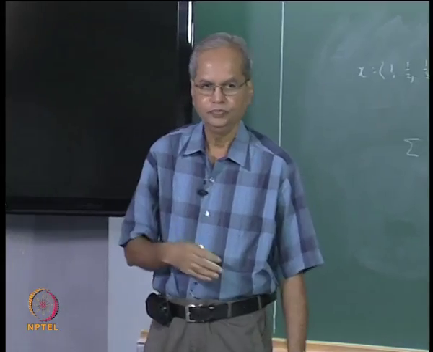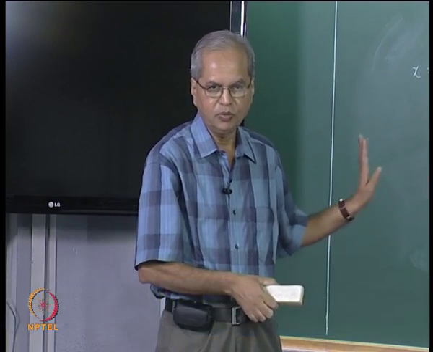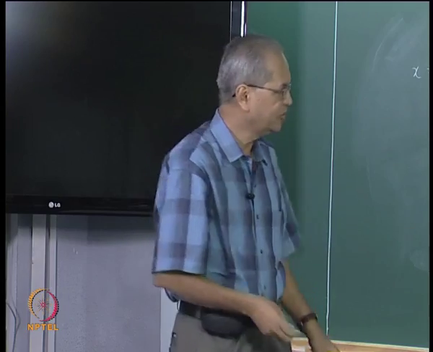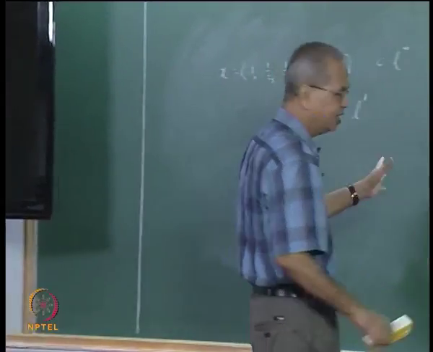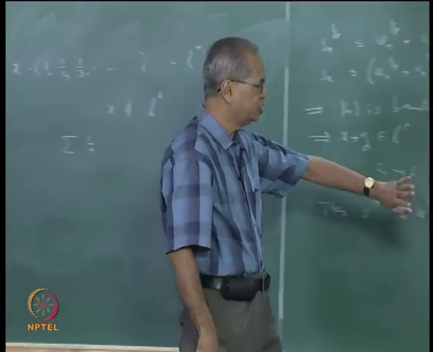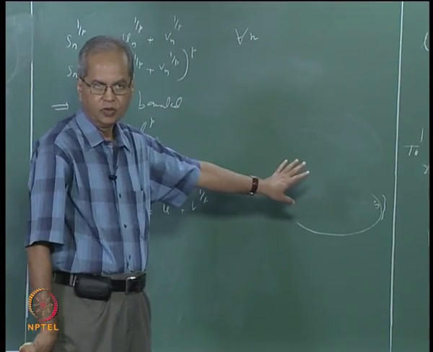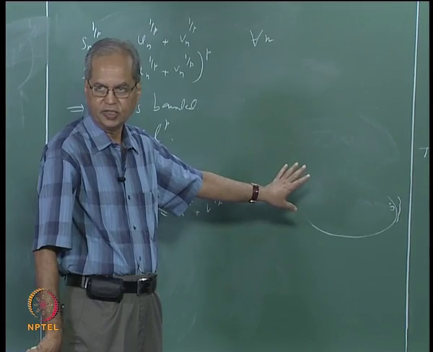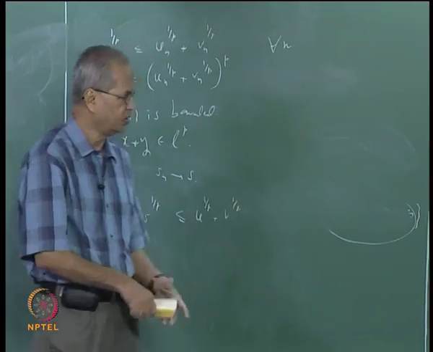What about L2? Then we will consider sigma 1 by n square, so it will belong to L2. So remember now when we are discussing Rn and Cn, the spaces were all the same, but when we are talking about LP, for each p the space is different. They are all different metric spaces.